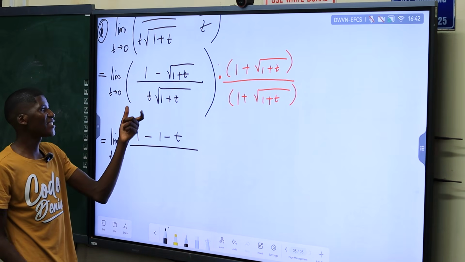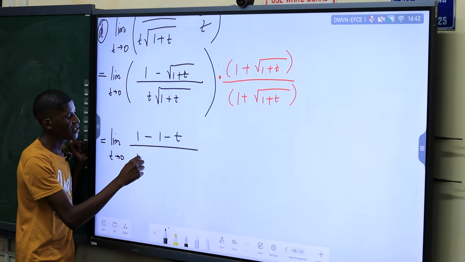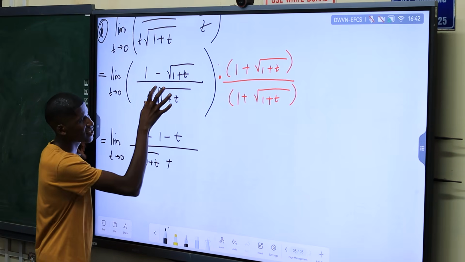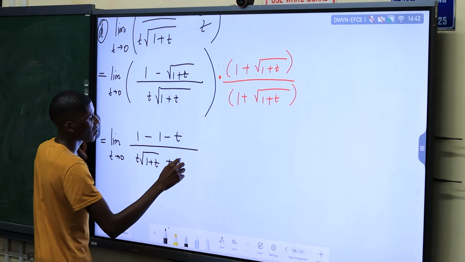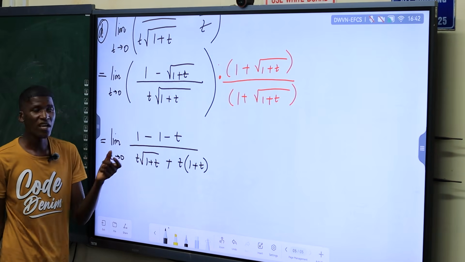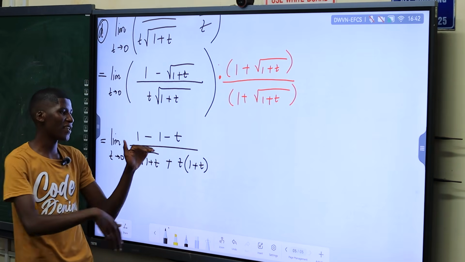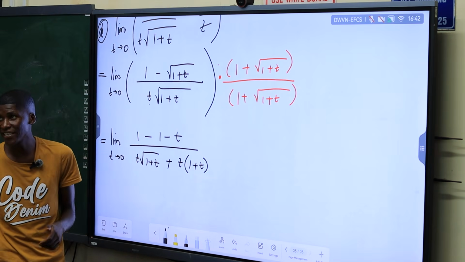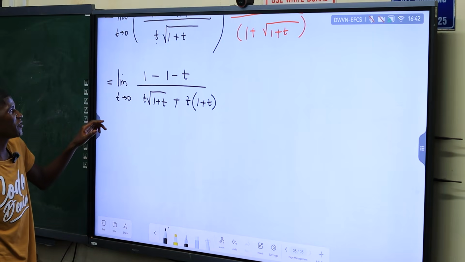And then if I distribute, this one times this one is all over t square root of 1 plus t. Then plus this one times this one is all over t times 1 plus t. Remember the square root of 1 plus t times the square root of 1 plus t, the square root disappears and leaves 1 plus t. But outside we still have the t. It counts as well. And then continue with your simplification.